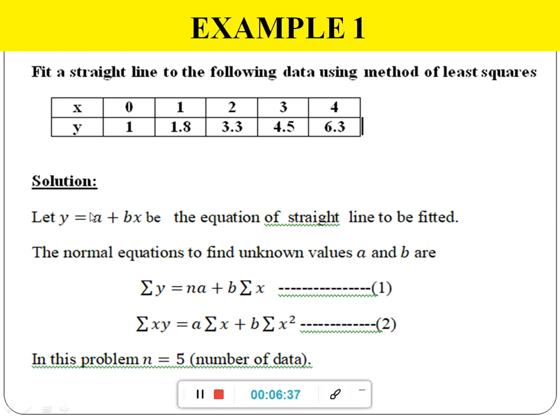If you multiply x here, we have x here. After putting summation, we get a summation x plus, if you multiply x here, we get x square. Then after putting summation, it becomes b summation x square, right? So these are the normal equations. Here n represents the number of data. In this problem, n equal to 5, number of data equal to 5.